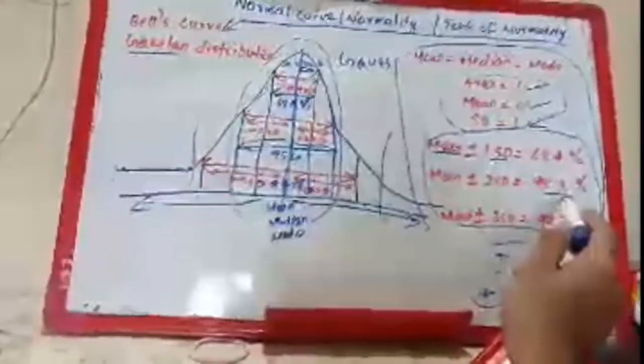In one standard deviation, it will have 68.4%. Two standard deviations will have 95.3%, and three standard deviations will have 99.7%. If it follows these things, we can say that the data is following normality.